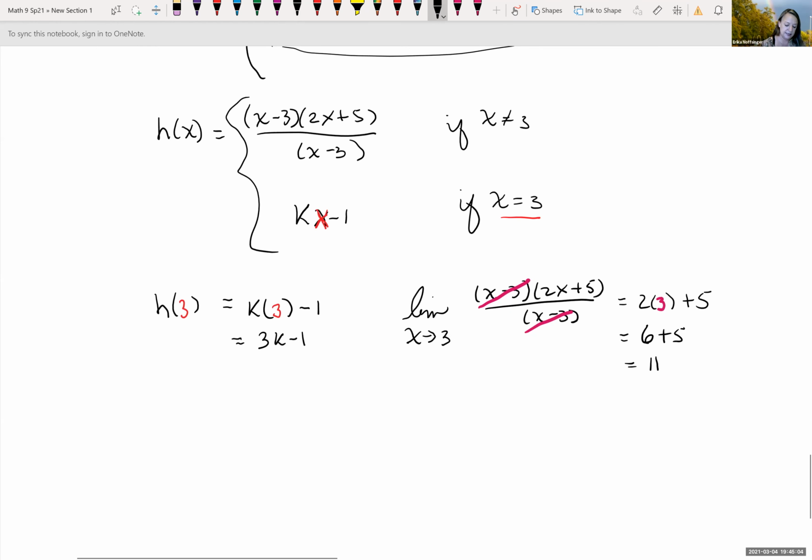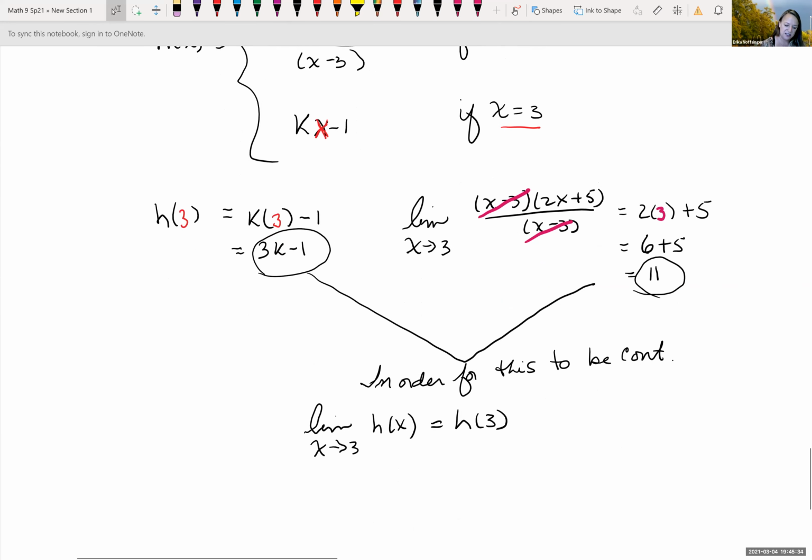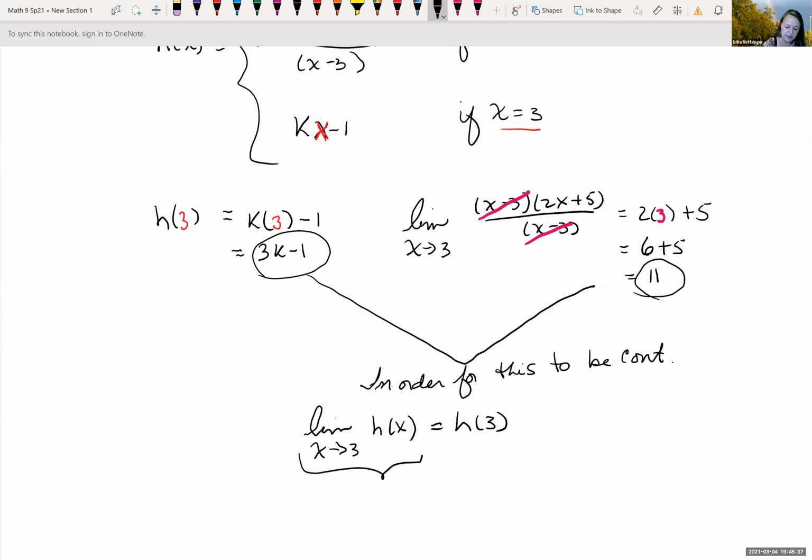So in order for the limit to exist, or actually it exists, but in order for it to be continuous, remember that the limit as x is approaching 3 of h of x has to equal h of 3. Well, we found that this limit as x is approaching 3, that was this 11, has to equal, well, we saw h of 3 was 3k minus 1. So all we have to do here is now solve for k. If we add 1 to both sides, let's isolate k, we get 12 equals 3k. Divide both sides by 3, we get k is 4.